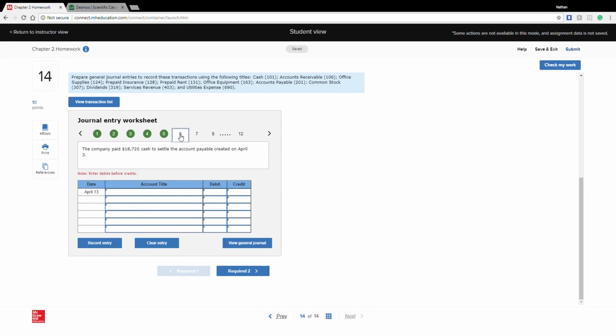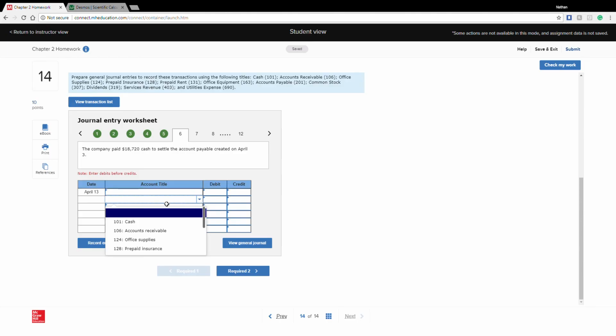And now move to 6. Company paid $18,720 cash to settle the account payable created on April 3rd. Yay! So right here, this was April 3rd. If I want to double check my math, say I did not hit check my work yet, I can double check it because there it is, $18,720 to settle. Settle basically means pay it all off.